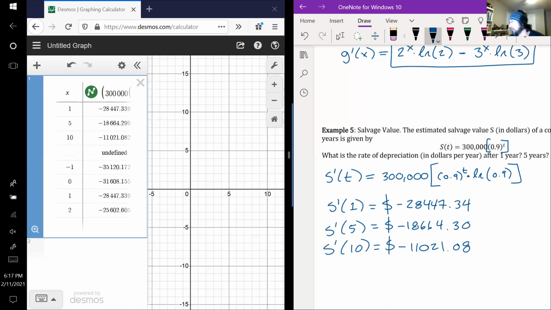All right. And yes, you can type them in one by one if you want. Here I just use that table because it's so much faster. I type in the function and I just do 1, 5, and 10, and bam, there's my answers.